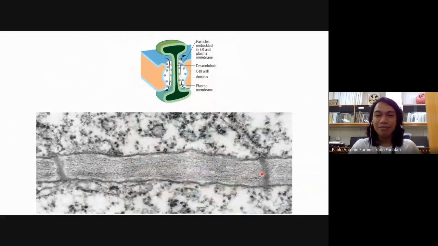Okay. And last but not the least, we have this junction in plant cells only. How do we call this?